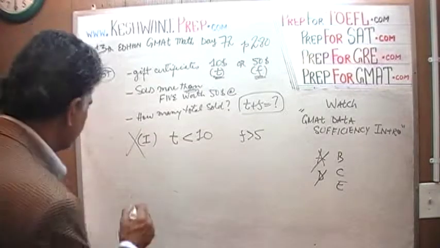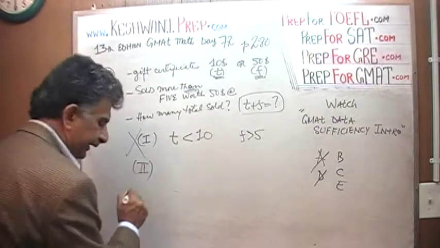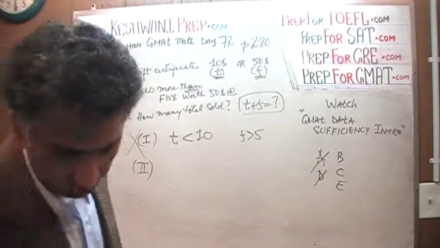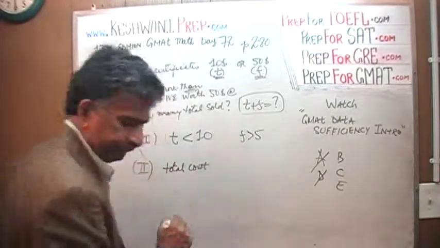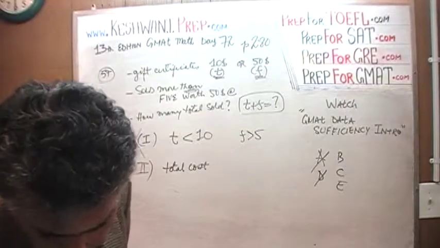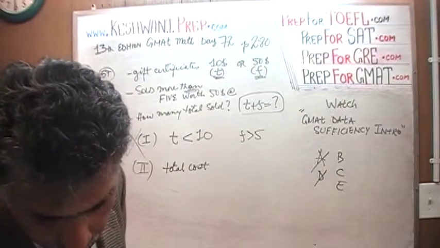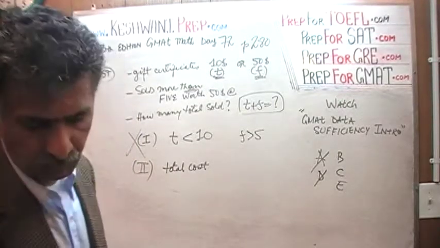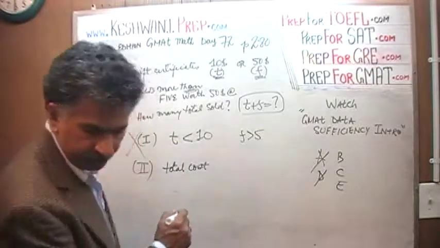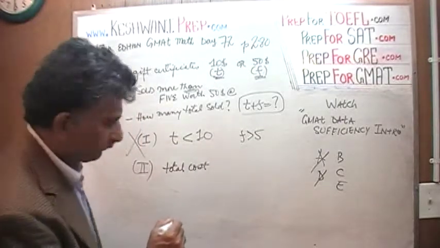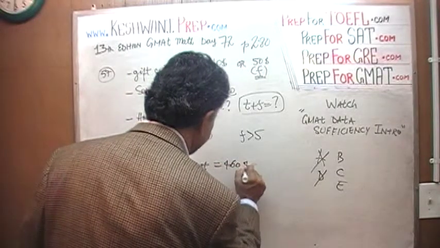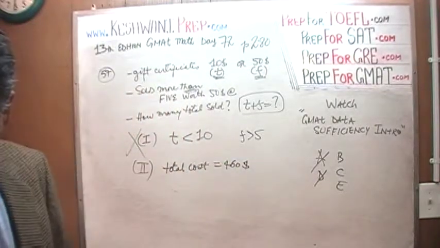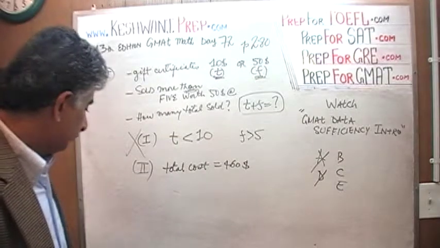So let's look at the second statement. The second statement tells us that the total cost of the gift certificates sold was $460. Does that tell us something? Yes, it does. It actually gives us an equation.